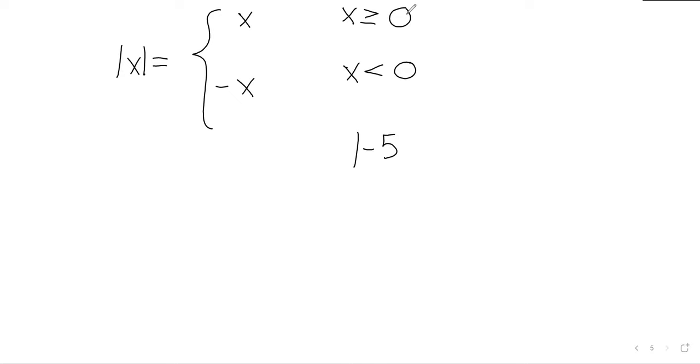So the absolute value of -5, we look at these conditions and we say, well, -5 is less than 0, so we're in this state. So we put a negative sign in front of it, and our two negative signs cancel, and we get a positive 5.